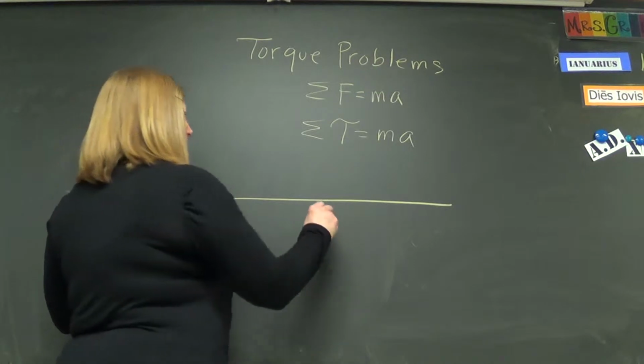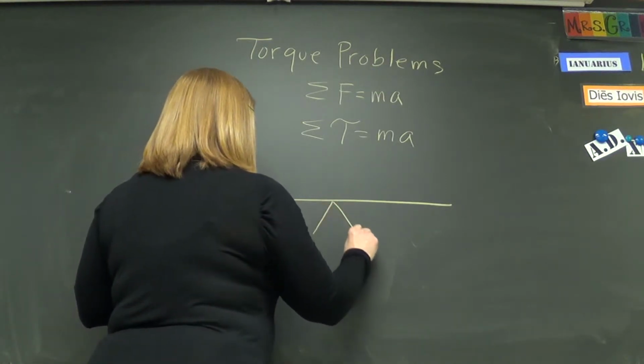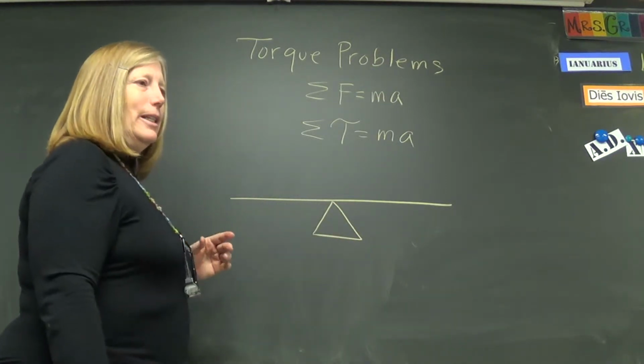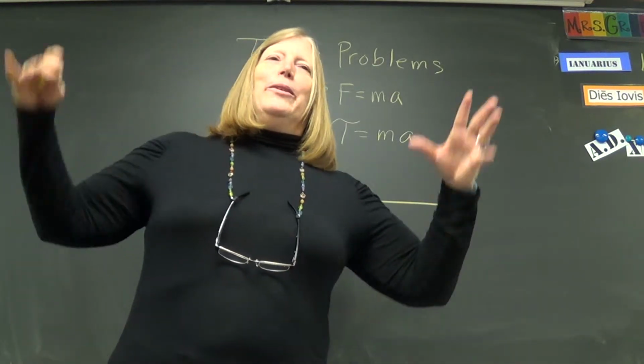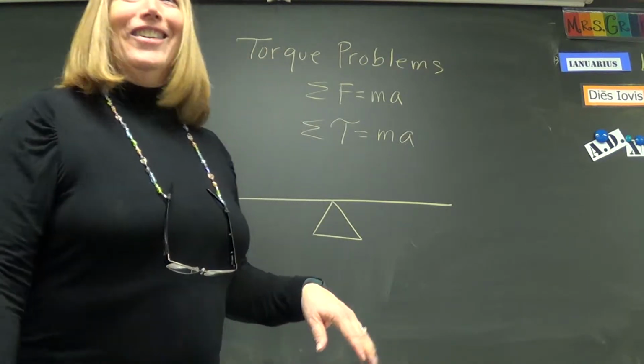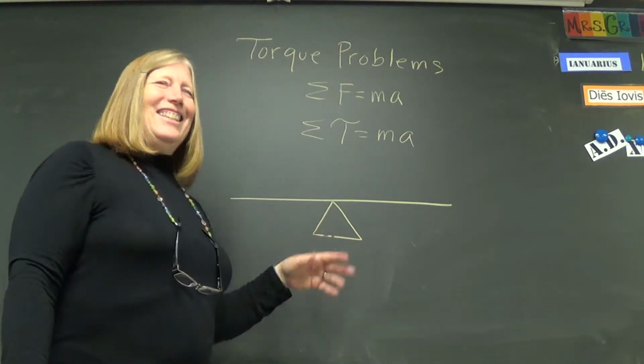So we have a still stick, and we came along and we thought, what if we set it on a fulcrum? A fulcrum is a balancing point. What have we created? A seesaw.